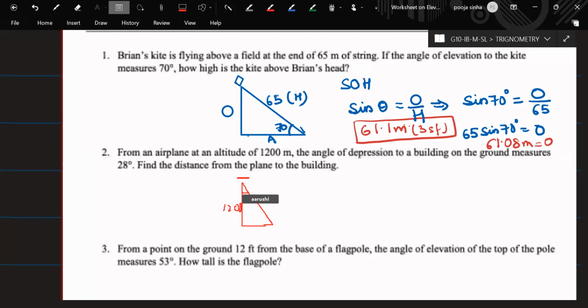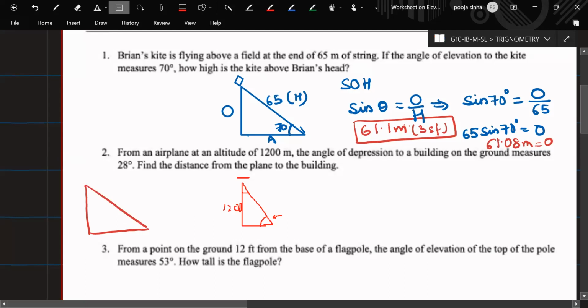Angle of depression. Okay, that's the only thing which you've not drawn correctly, but rest everything is fine. It is eventually this, but I'll tell you what it means actually. You're drawing the triangle upside down. So it's like this, correct? That's what you've drawn. Here is your plane.